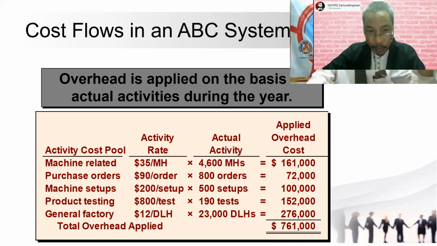So for example, the activity already happened, and on the first line there are 4,600 machine hours for the whole year. Therefore, you can multiply that total machine hours, which is 4,600, by the activity rate, which is $35. If you multiply that, please compute. Use your calculator. The answer would be $161,000.